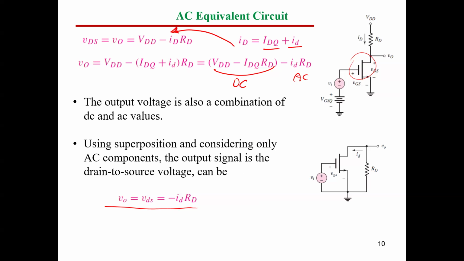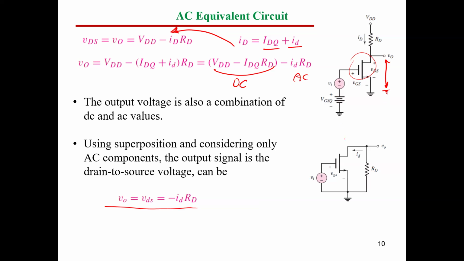And it's equal to the AC component of drain to source, because it's already connected in parallel with it. So this is VDS, and the output is also the volt between this terminal and ground. So it's equivalent to the AC component of VDS.